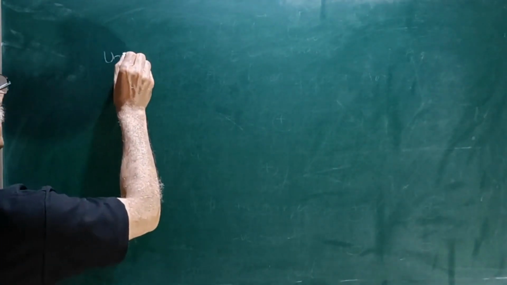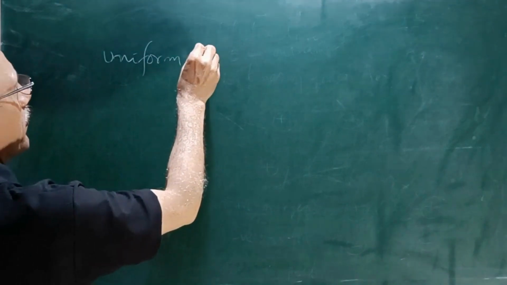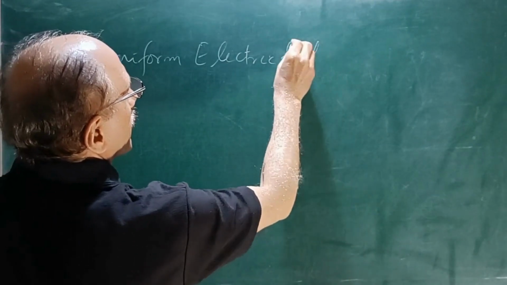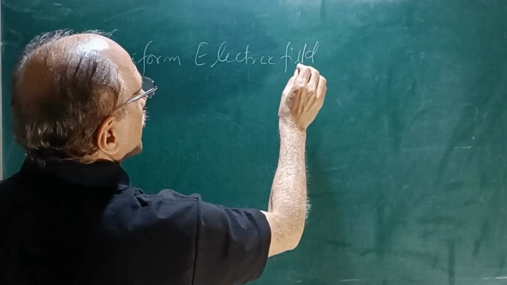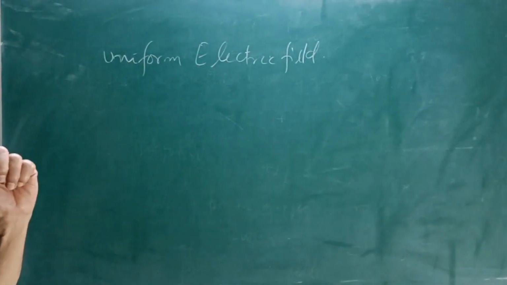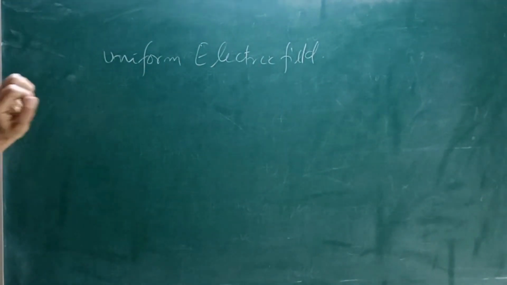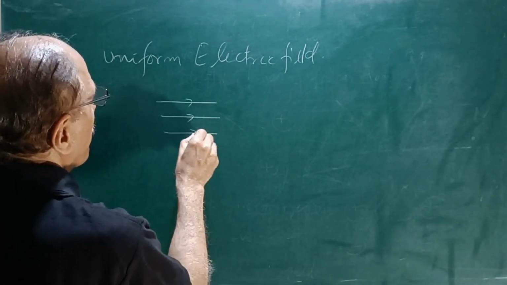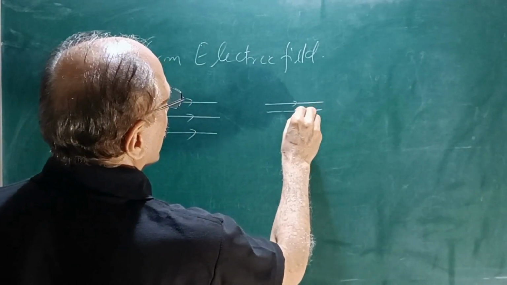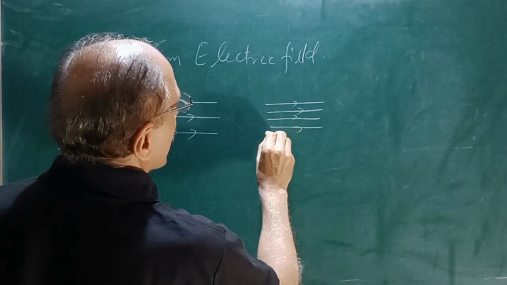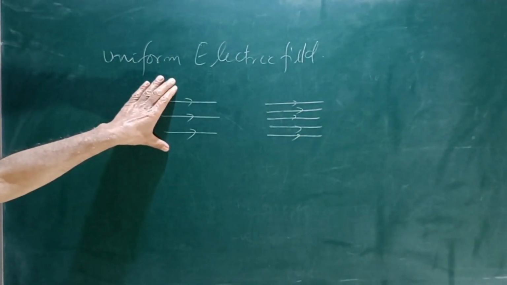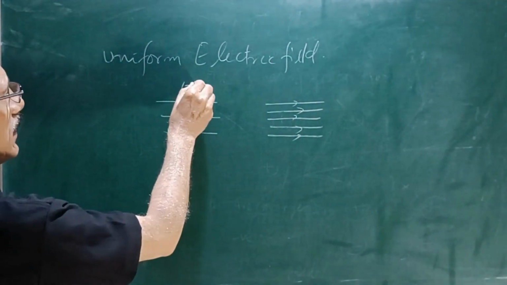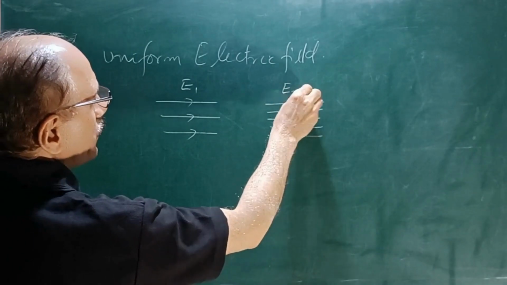Uniform electric field. Uniform electric field means where the electric field lines are the same in every region. That means they are parallel lines. So this is also a uniform electric field. This is also a uniform electric field. So what is the difference between this E1 and this E2?